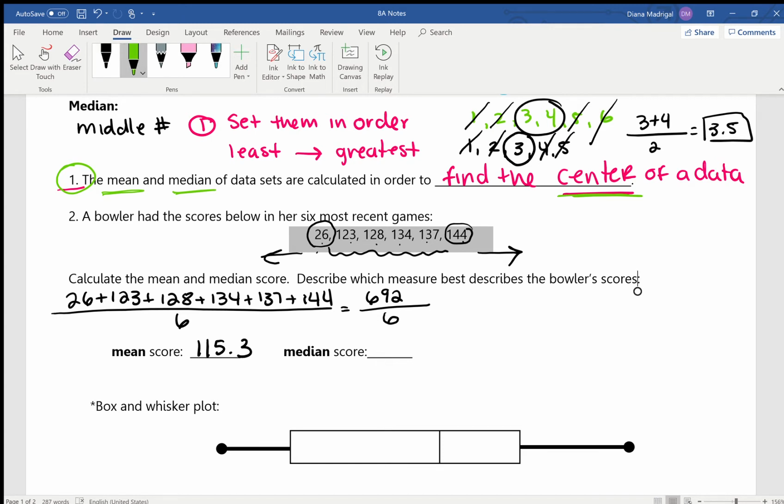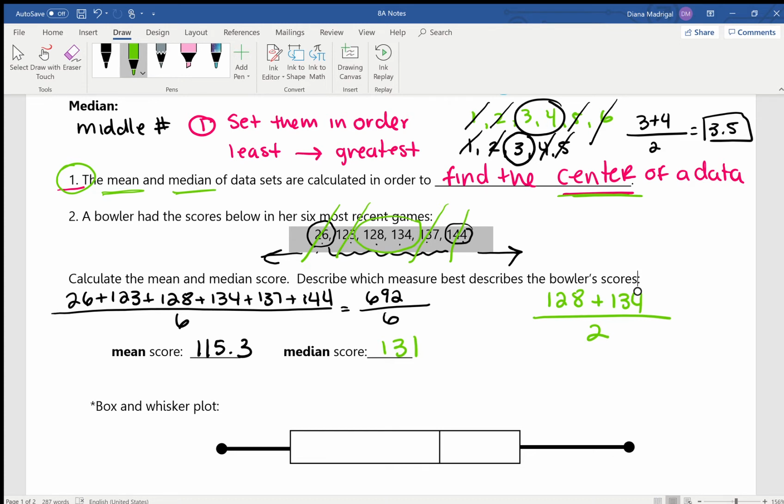All right, next, to find the median, the middle number, I need to set them in order. Well, you should notice that your numbers are already in order. So all you have to do is cross them out. I'm going to cross one at the beginning, one at the end, one at the beginning, one at the end. Obviously, if I cross out 128 and 134, I'm not going to have a middle number, so that means my middle number is between those two numbers. So 128 plus 134 divided by 2, because there are two numbers that you're adding, and your median is going to be 131. That's how I figure out the median.